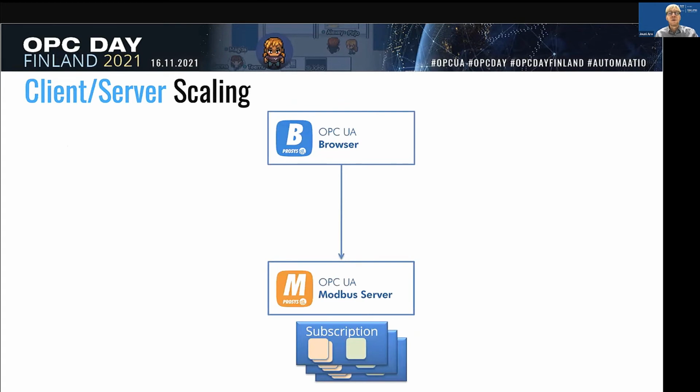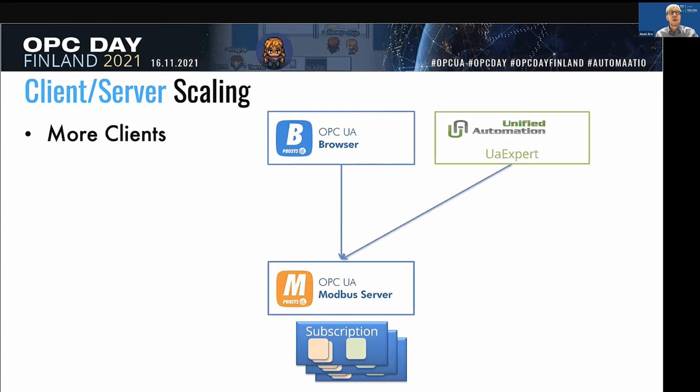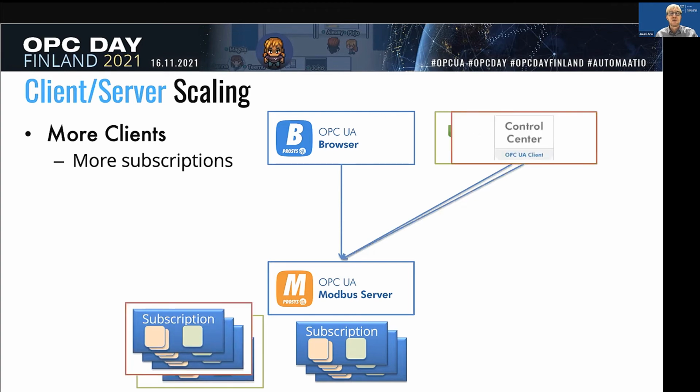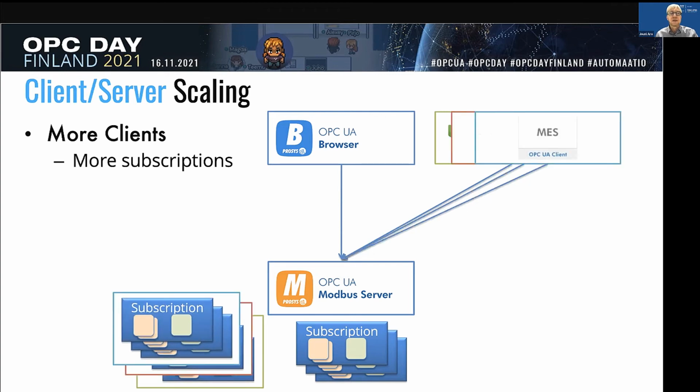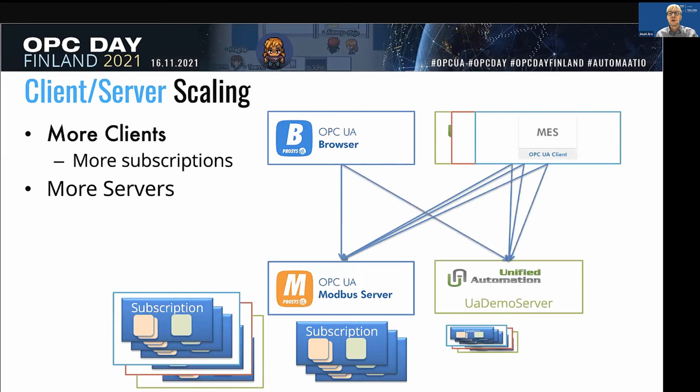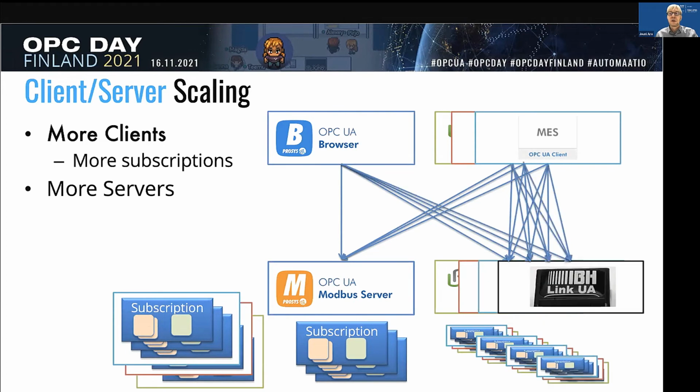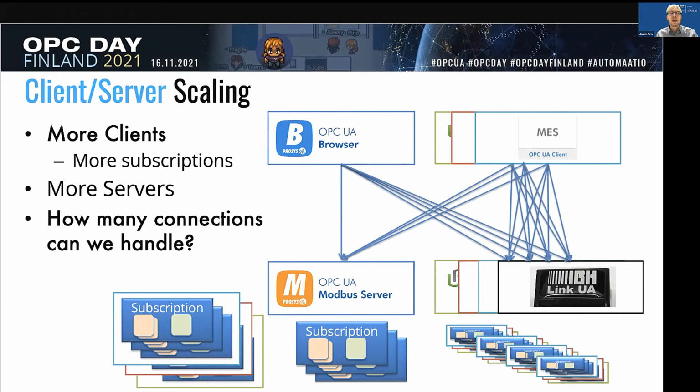The client-server model scales. We can have more clients, but every client creates its own subscriptions in the server. So the more clients, the more subscriptions the server has to take care of and keep up to date. There can also be more servers in the network, and then the clients can connect to each of these. And eventually the question is: how many connections can we really handle in practice?